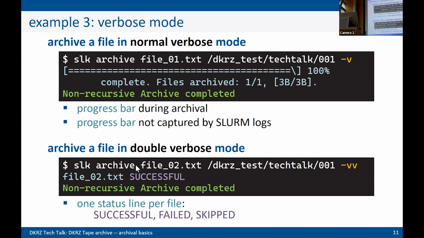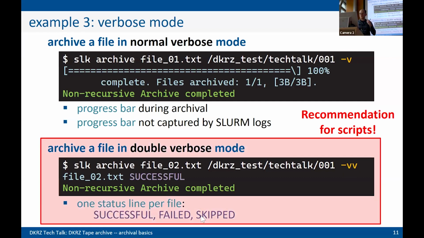It's just there when you run it interactively. And then we have a double verbose mode, -VV. And that's the bottom line. For each file which is archived, there's a line printed stating the state. So if the file was successfully archived, we have here the example, file 2 was successful, but there might also be written failed or skipped. Now, what I personally recommend if you use SRK Archive in scripts, I would recommend this bottom version, because then you really see which file was archived and which file maybe failed or which was skipped.